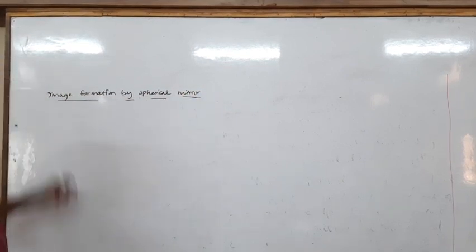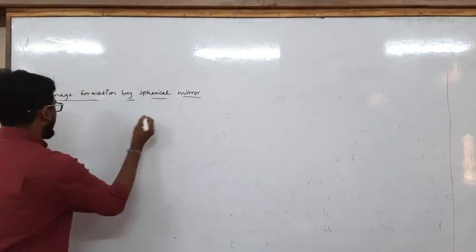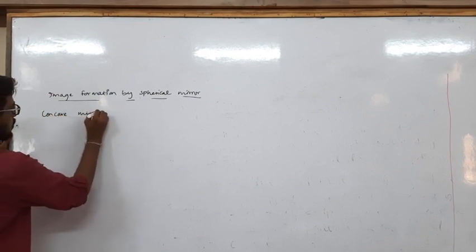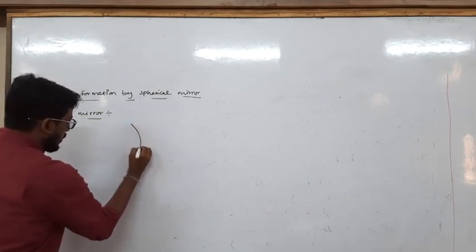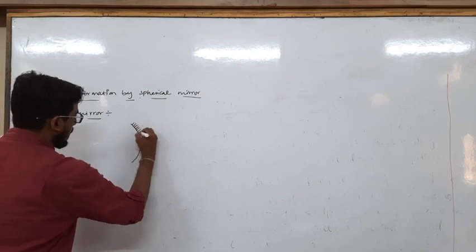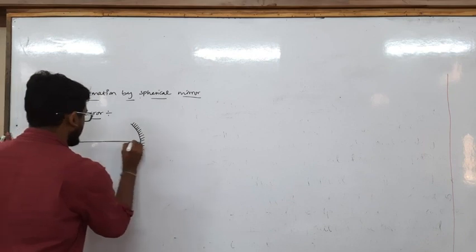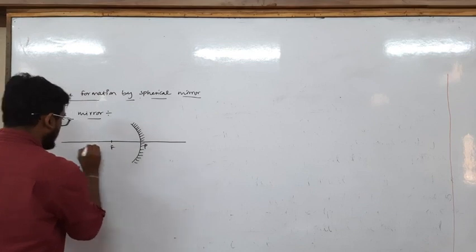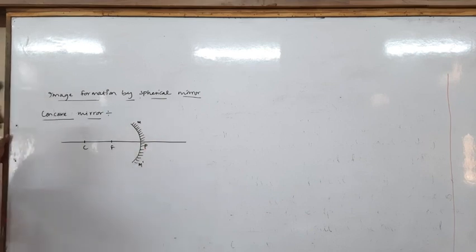So how will an image be formed by a spherical mirror? For this, I am first considering a concave mirror. Here it is a concave mirror, this is the principal axis, this is the pole, this is the focus, and this is the center of curvature. Let M dash be the concave spherical mirror.